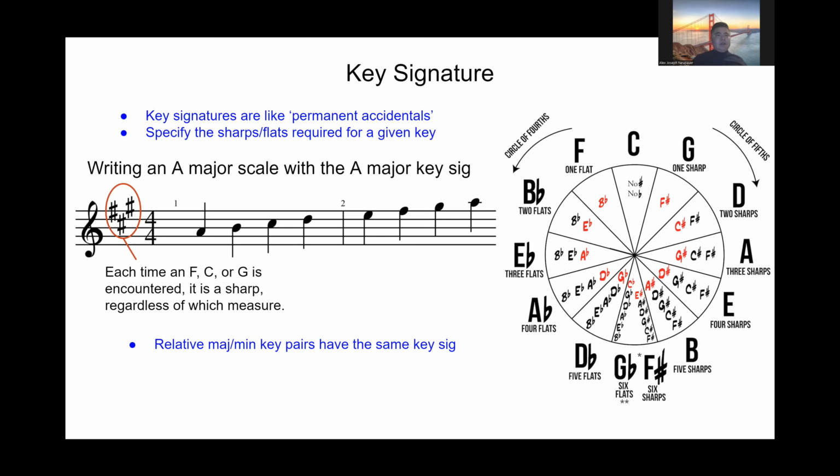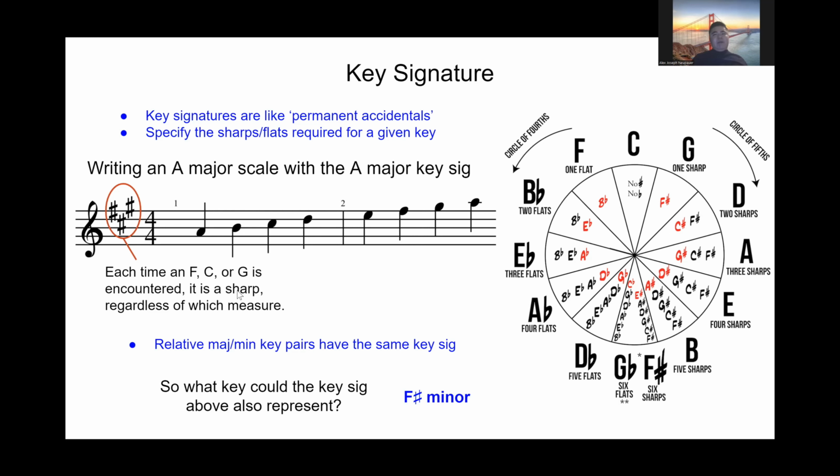The other thing that you should realize about key signature is that because major and minor keys that are relative have the same set of notes, they will have the identical key signature. So even though this is an A major key signature, it could also be the key signature of a minor key. What key would that be? Well, if you said F sharp minor, you would be correct, because F sharp is a minor third below A.